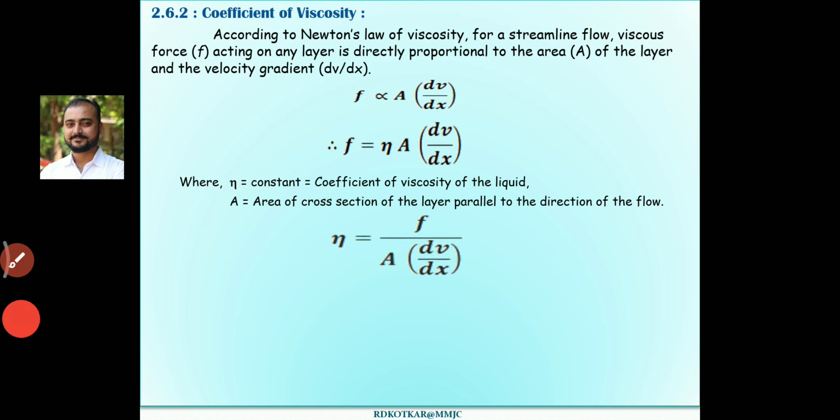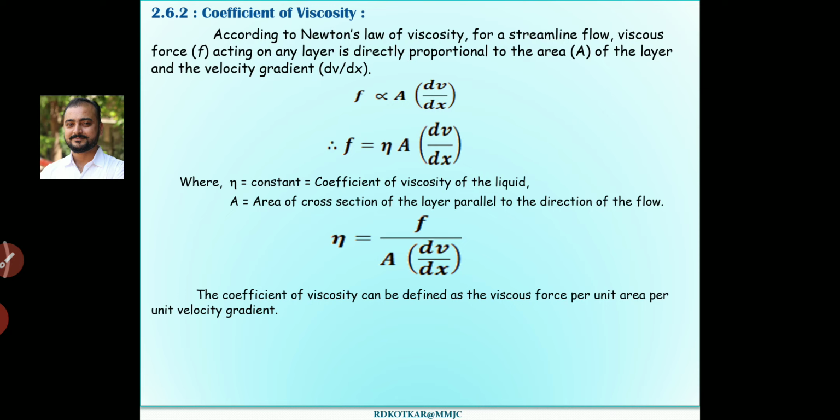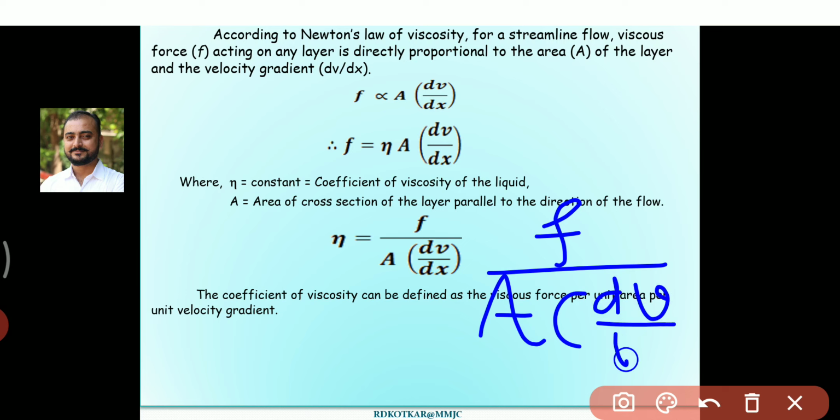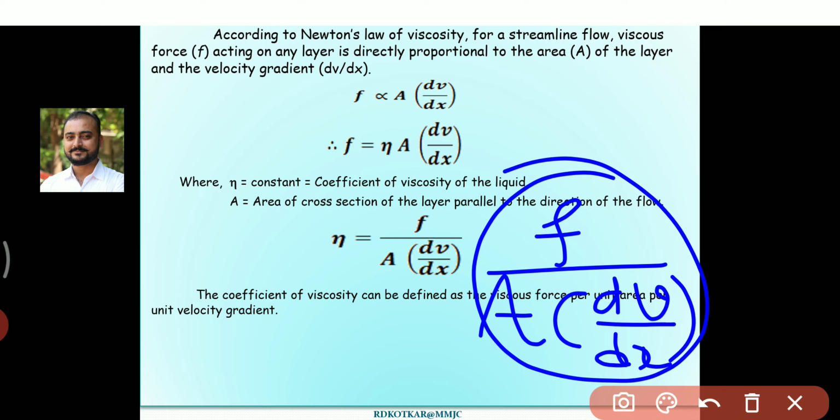So therefore eta can be given by the viscous force F divided by area multiplied by dV divided by dx. So using this formula we can define the coefficient of viscosity, that is, viscous force per unit area per unit velocity gradient. Simple. Viscous force per unit area per unit velocity gradient. So in this manner you can define it.